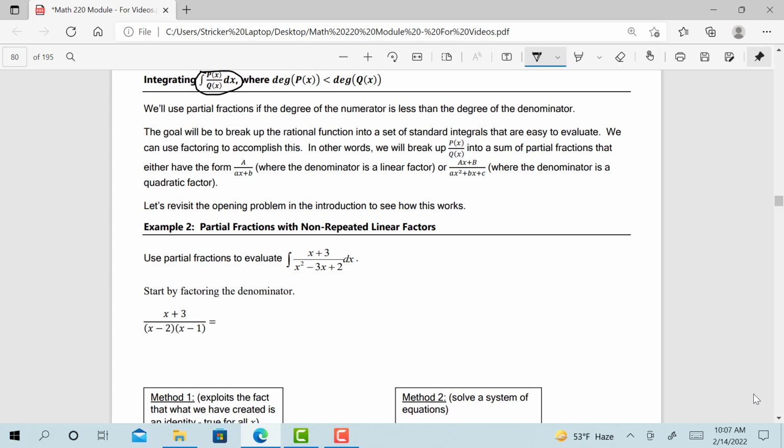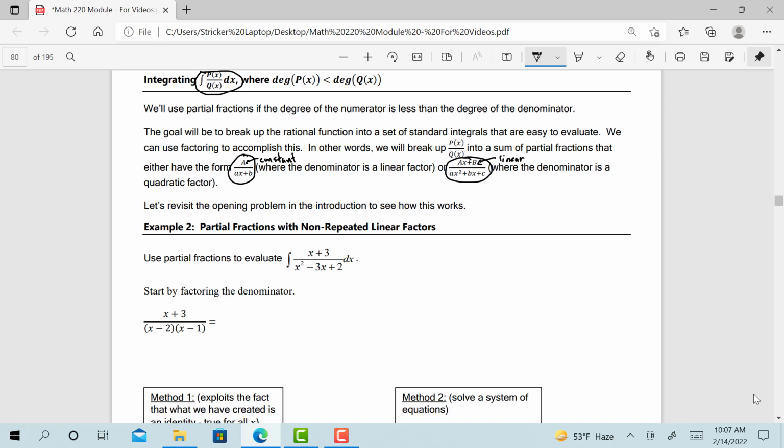And what we always want to do then is break up that fraction, that p of x over q of x, into a sum of forms that have a linear factor in the denominator. So ax plus b, that's linear. And notice when you have an ax plus b factor, the numerator is always going to be a constant. And then we could also have quadratic factors. So when you have a quadratic factor, it's quadratic in the denominator, but in the numerator, it's always linear. So without any more talking about it, let's just see how this works.